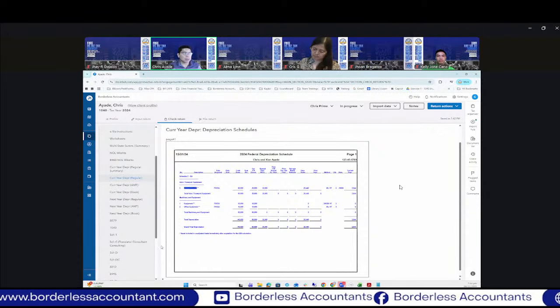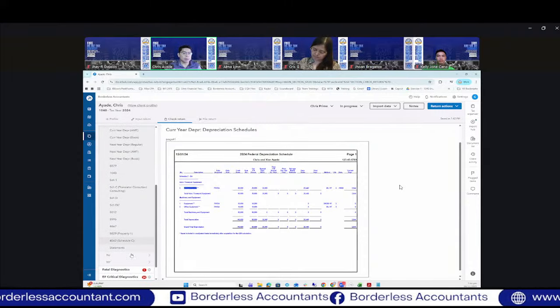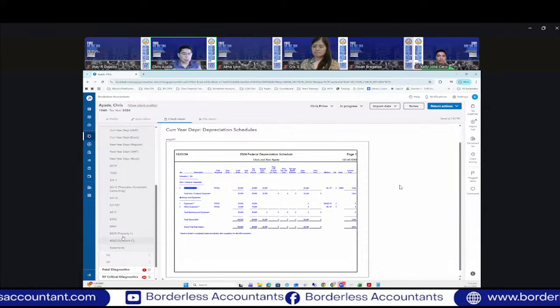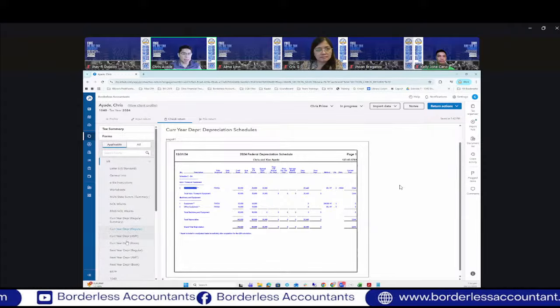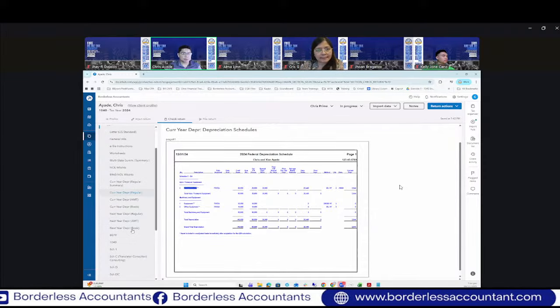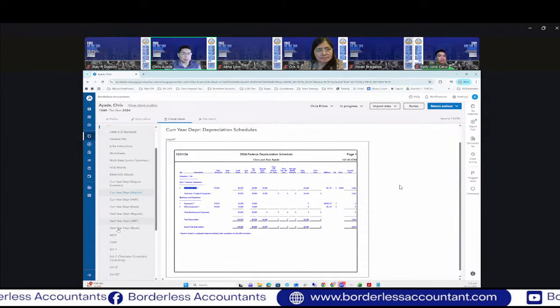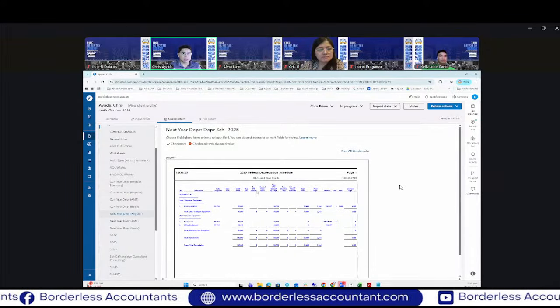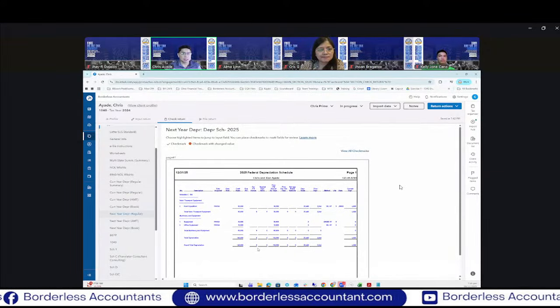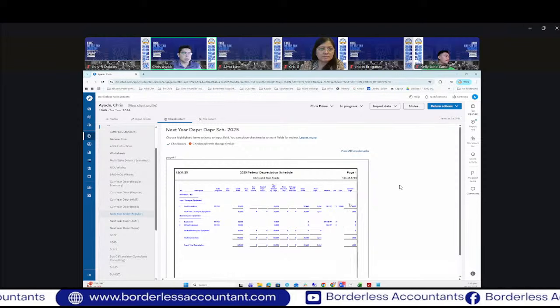If you want to play around and you want to see how that impacts your simulated returns, go to form 4562 and then current year depreciation. And then the software will also provide you the next year's depreciation schedule. So as you can see here, wala ng Section 179, right? Only on the first year. And then regular depreciation na siya after.